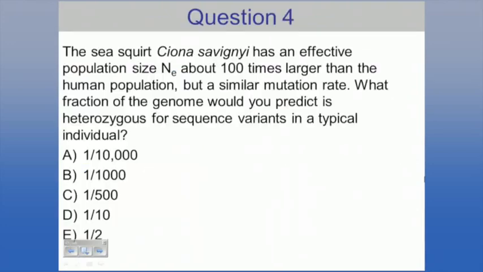Okay, so the last question. We have a sea squirt, Ciona savignyi, which has a population size about 100 times larger than the human population, but its mutation rate is similar. The Ciona effective population size is about 1.5 million, which is huge. So what fraction of the genome would you predict is going to be heterozygous for sequence variants in Ciona individuals?